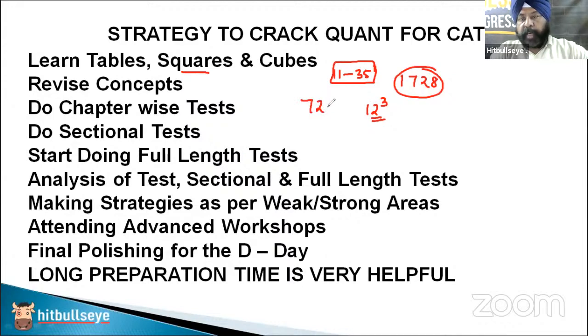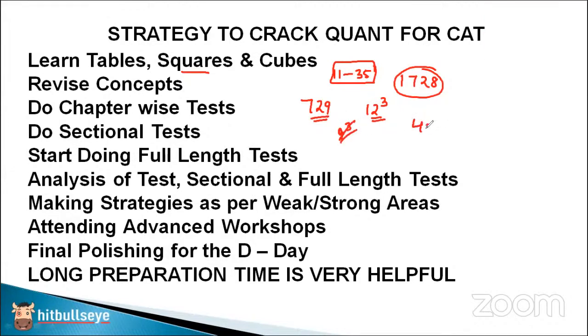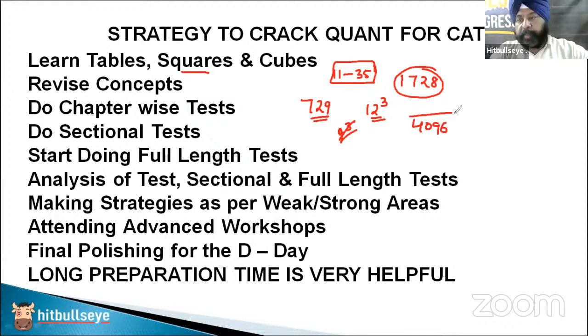What is 729? What is special about it? It is 9 cube, 27 square. What is 4096? This is a very special number. Can anyone tell me? This is the only 4-digit number which is a perfect square as well as a perfect cube. It's 64 square, 16 cube.